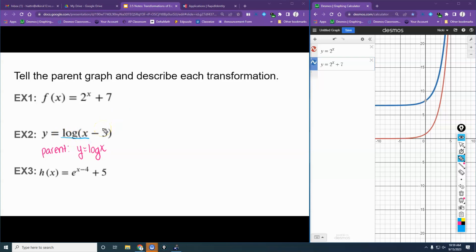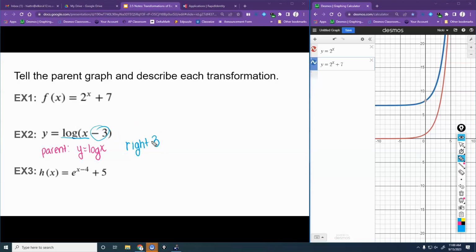This minus 3 right here is what's causing there to be a transformation. Okay. So, Carlos, if I have a minus 3 on the inside of those parentheses, what does that do to the graph? Correct. It's going to go right 3.